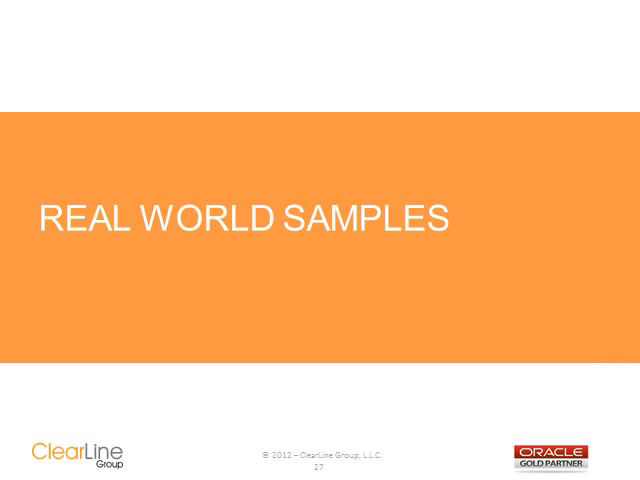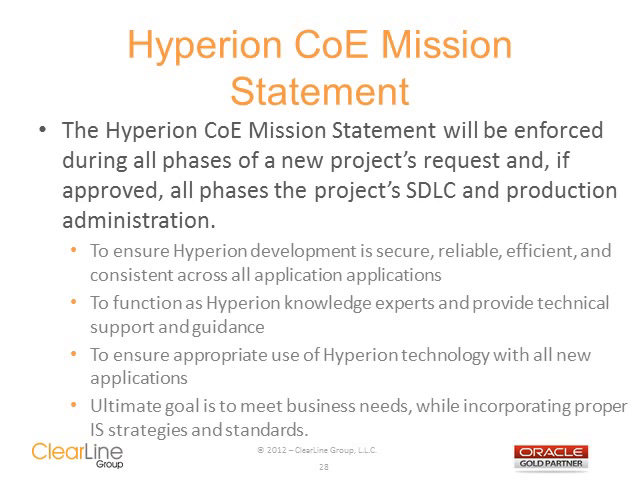The following section contains a number of real-world samples from a couple of CoEs that I actually worked on. Here's an example of a Hyperion CoE mission statement that I really like. It plainly states that the Center of Excellence will enforce standards for new project approval, project development, and for production support. It also clearly explains that its goal is to support both business needs and IS standards.